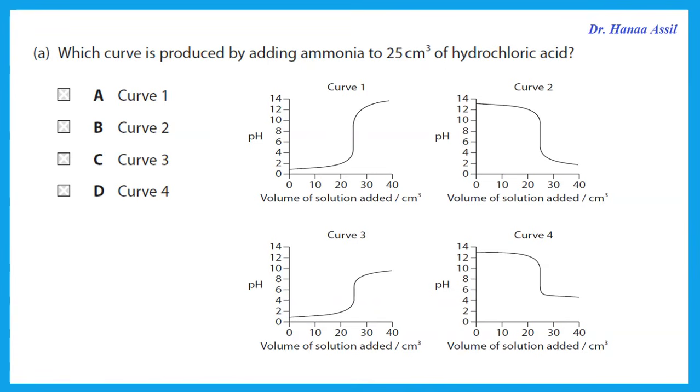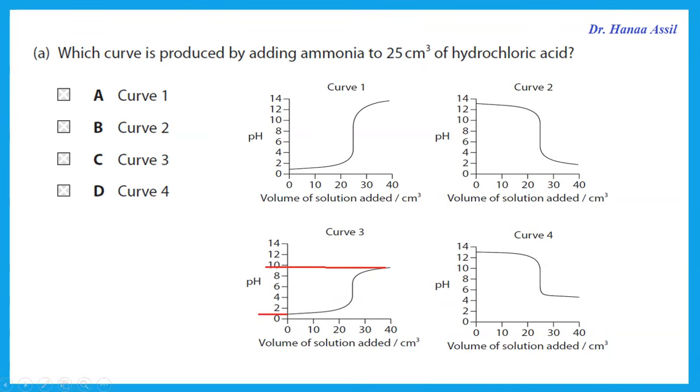So we're starting with HCl, so we need to start with a pH of about 1. So that's curve 1 or 3. And then we're adding ammonia. Ammonia is a weak base, and you should realize that at the end, our pH cannot be higher than 10 or 11. It cannot go up to 14. So obviously, curve 3 is the correct curve that would be obtained when adding a weak base to a strong acid.